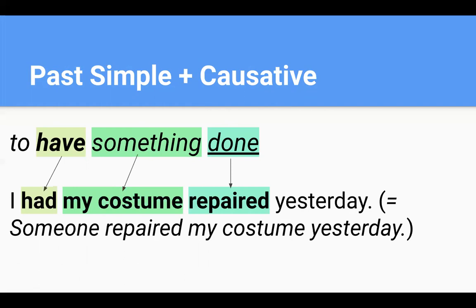And you put the verb to have, or in speech, you would put the verb to get in the past simple. And the rest is the same. The object here is my costume, and the third form, repair, repaired. It means if you say, I had my costume repaired yesterday, it means that you didn't do it yourself. There was someone who did this for you. Someone repaired your costume yesterday.